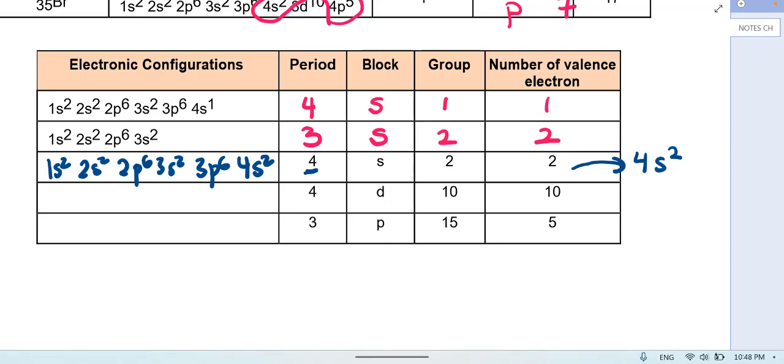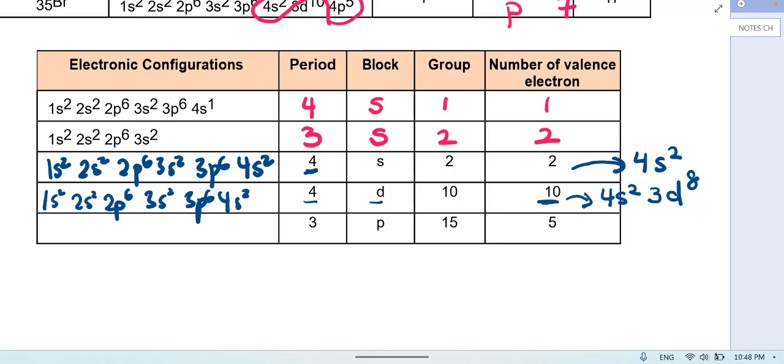Next, the valence electronic configuration is 4s2. So this is D block, 3d. 10 valence electrons, 10 minus 2, 8, because we need to add the number of electrons to figure out valence electrons. So 1s2, 2s2, 2p6, 3s2, 3p6, 4s2, 3d8.